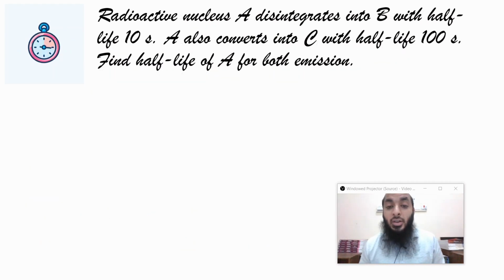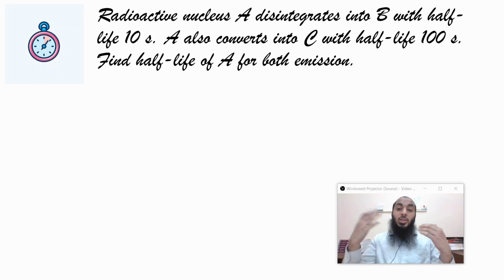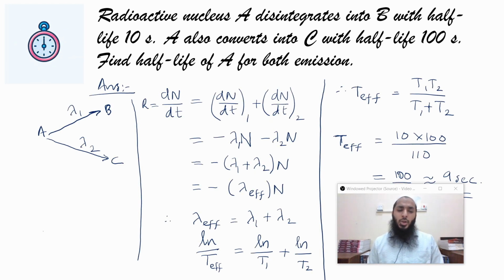There is a radioactive nucleus A, which disintegrates into B with half-life 10 seconds. A also converts into C with half-life 100 seconds. So you have to find the half-life of A for both emissions. Dekho. That means sometimes A gets converted to B, sometimes it gets converted to C. So that means if 100 atoms of A are there, then maybe 10 atoms will convert to C, and 90 atoms will convert to B.